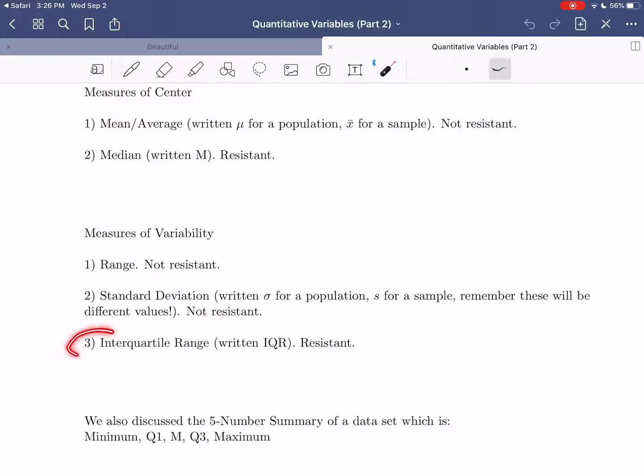The third and final measure of variability that we introduced in the previous video was the interquartile range. Remember that the interquartile range is written as the IQR. It measures the difference between Q3 and Q1. So the interquartile range is a resistant measure of variability. It basically tells us how spread out is the middle 50% of our data.